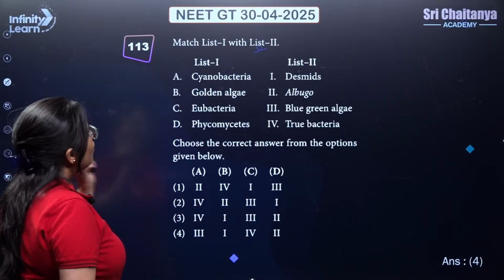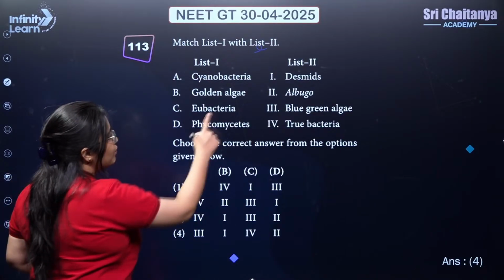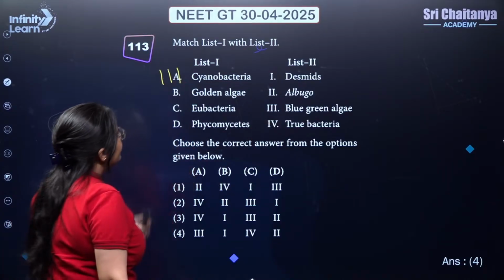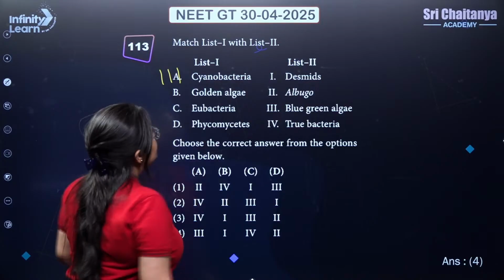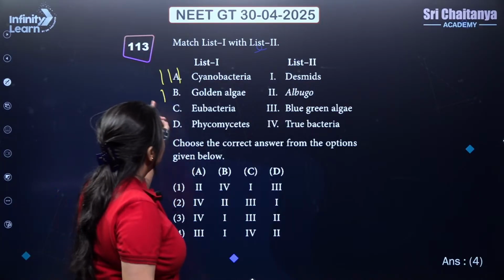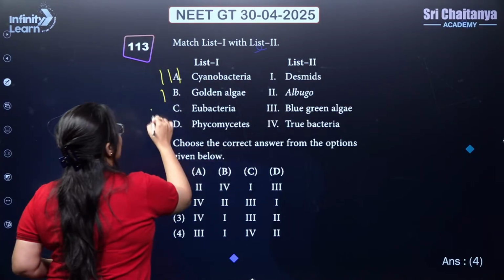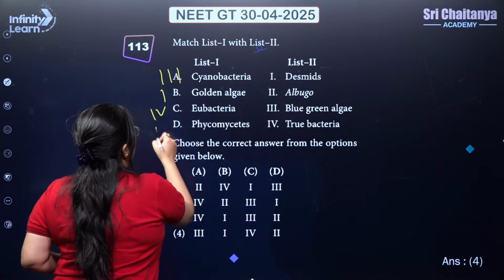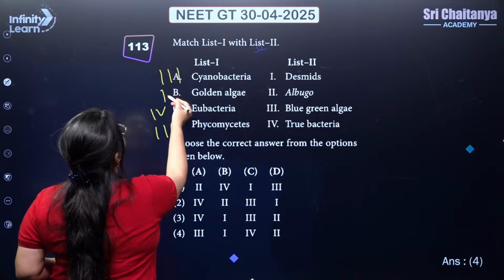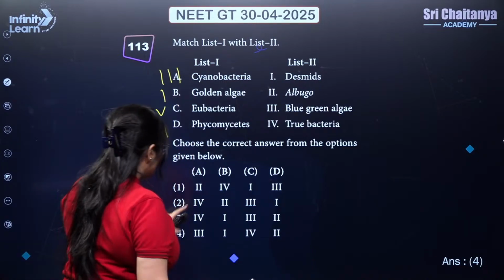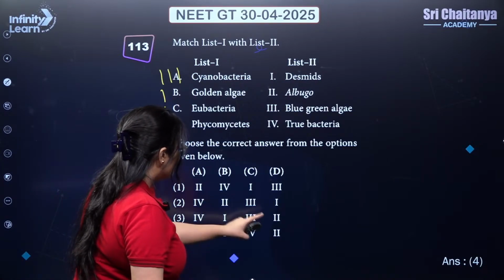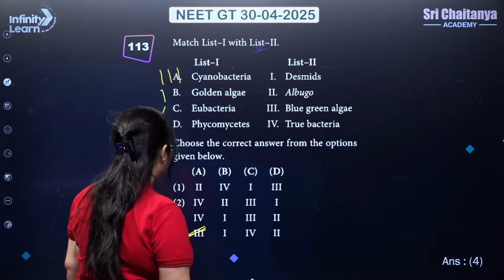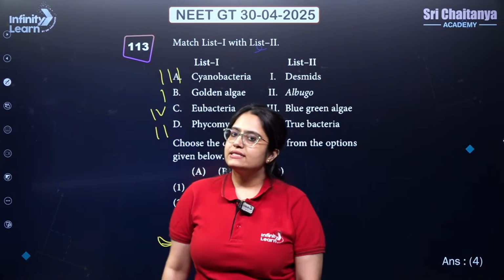Match. Cyanobacteria is a blue-green algae, 3. Golden algae is desmid, 1. Eubacteria is a true bacteria, 4. And Phycomycetes is Albugo, 2. So it is 3, 1, 4, 2. So 4 should be your right answer, guys.